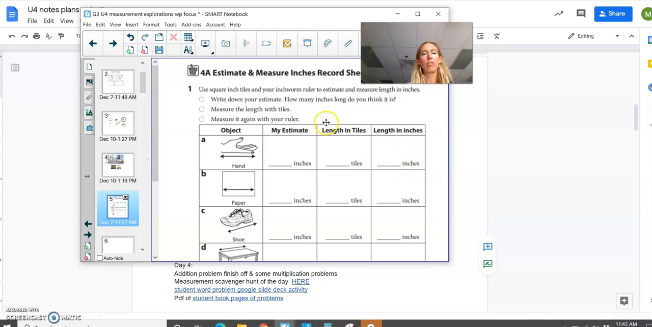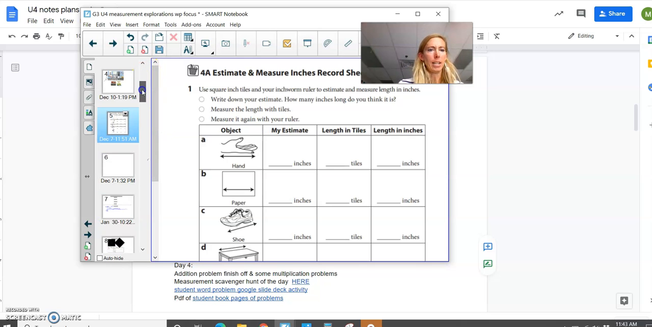This is something from grade 2 that they did. They might have been able to do, I think they did do last year, measuring things around the room, but it would be good for them to do again. And that's what Bridges suggested this year also.